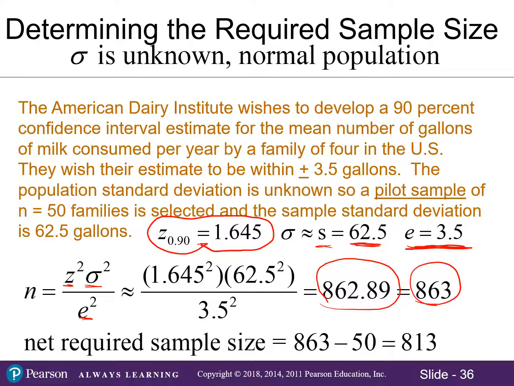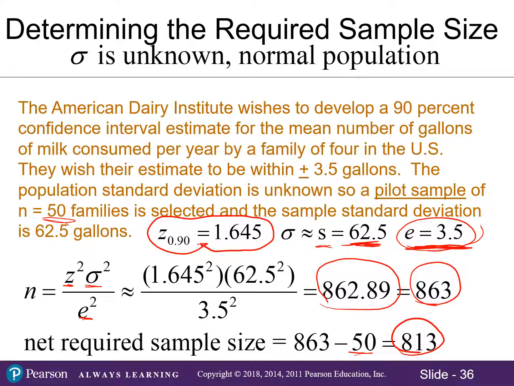Now, since they already have 50 families from the pilot study, what you can do is count those 50 and instead sample only 813 more to get to the error you want. The reason why this one is so large is because of how big the spread is and how small they want the error to be. That's a lot to ask. There's a very small error compared to the spread. Whew. I don't know who thought of this one, but that's a lot.